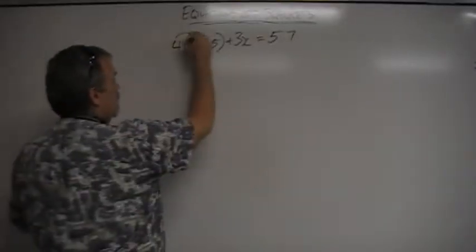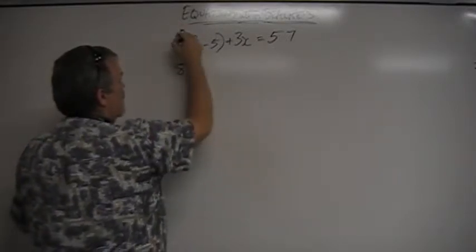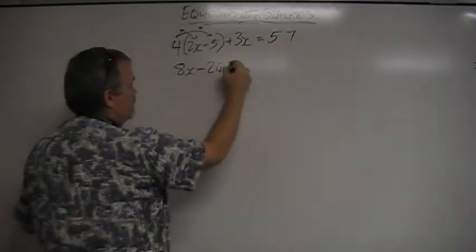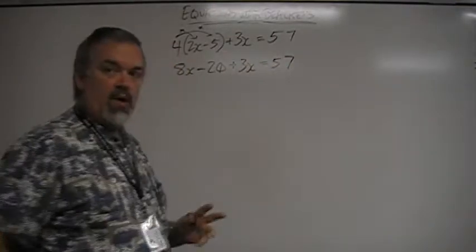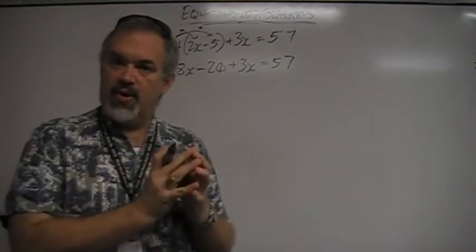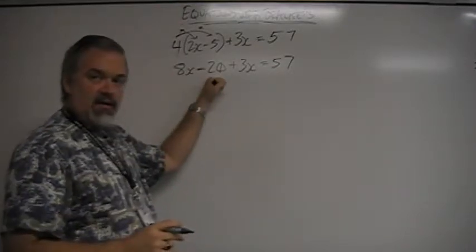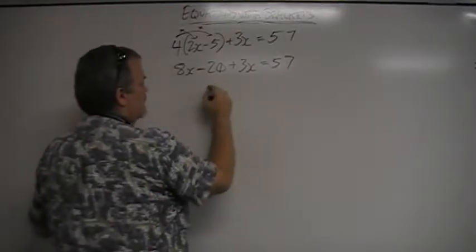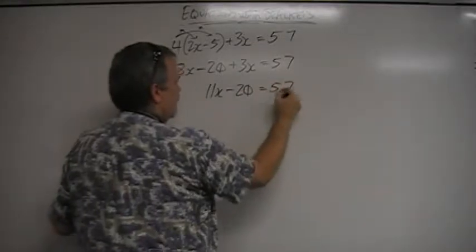So we'll distribute in. 4 times 2 gives me 8x. 4 times minus 5 makes it minus 20. Plus 3x equals 57. Before we go on, we're going to add like terms together. Remember, like terms are the same pronumeral raised to the same power. We can't put these two together because they're not the same pronumeral, but we can put these two together. 8 and 3 is 11x, take away 20, is equal to 57.